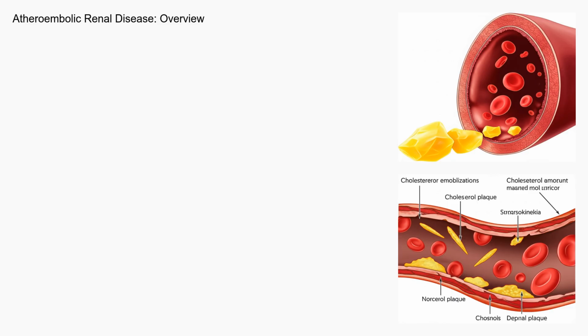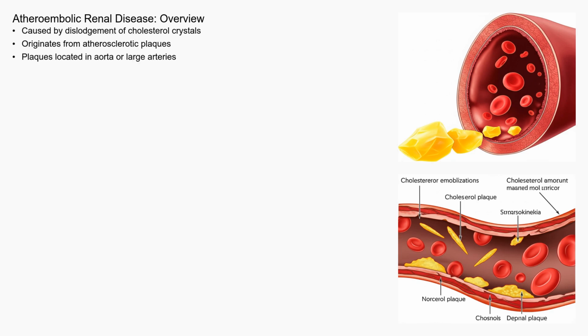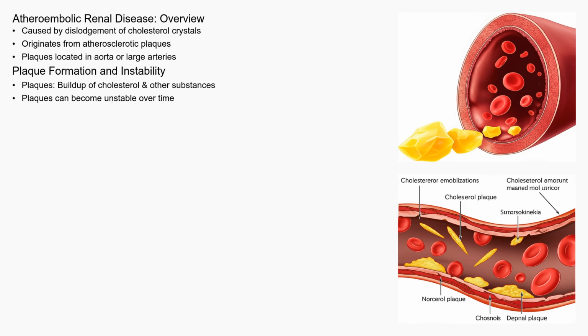Atheroembolic renal disease arises from the dislodgement of cholesterol crystals from atherosclerotic plaques in the aorta, or large arteries. These plaques, built up over time from cholesterol and other substances, can become unstable. A triggering event, such as an invasive vascular procedure like angiography or surgery, or even anticoagulation therapy, can cause fragments of these plaques to break off. These fragments, consisting primarily of cholesterol crystals, then travel through the bloodstream.